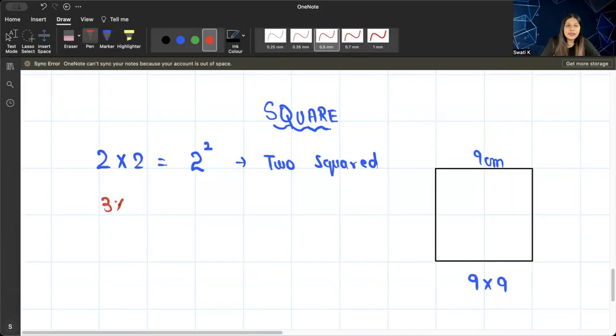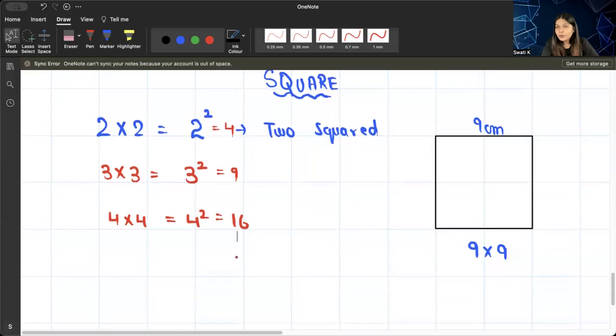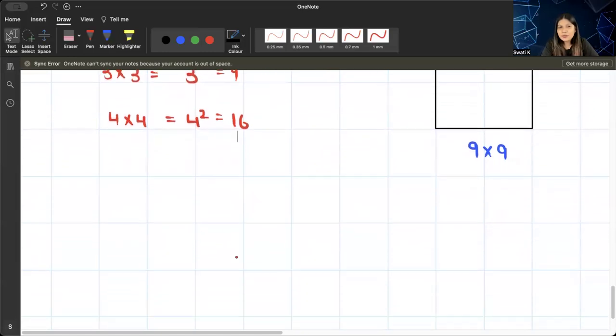Now, next, for example, if we're writing 3 into 3, we can write this as 3 to the power 2, and we read this as 3 squared. That's it. 4 into 4, 4 squared. And we all know the answers for this, right? 2 square is 4, 3 square is 9, 4 square is 16, 5 square is 25, 6 square is 36, and so on, right? I would advise you that you should know the squares from 1 to 20. That would be enough. And then it would be much easier for you to find the square roots for the bigger numbers.